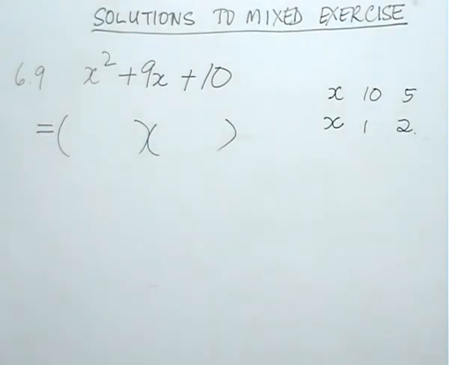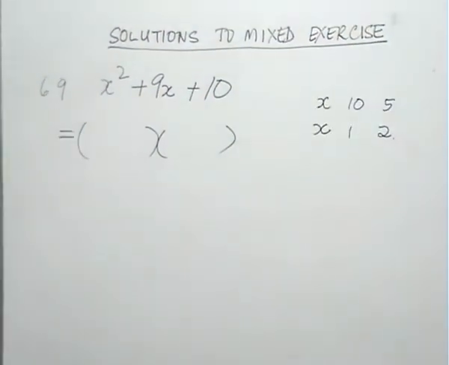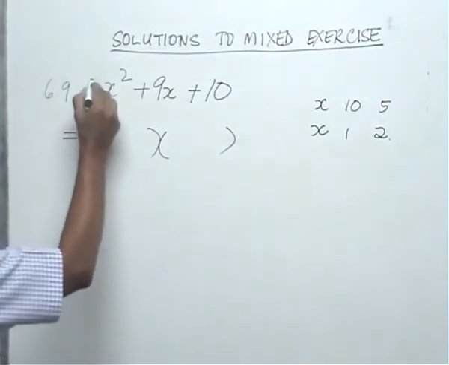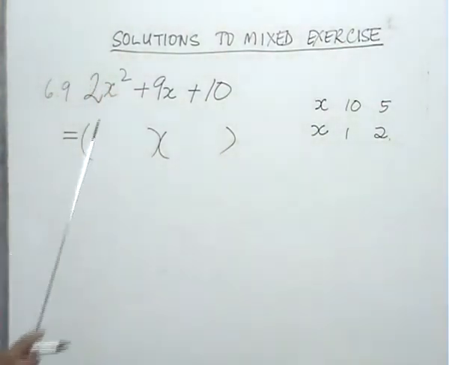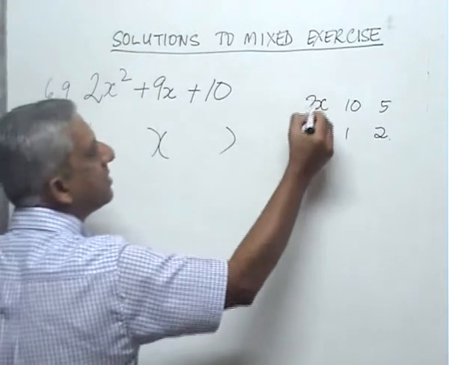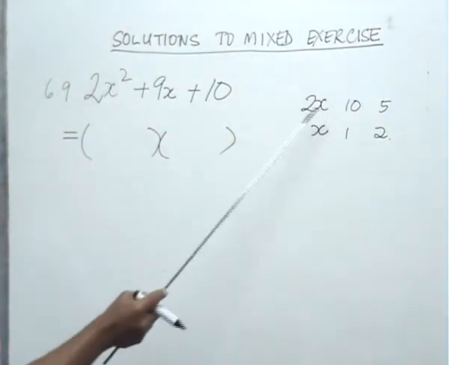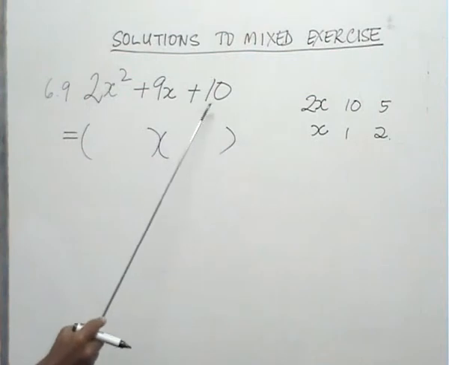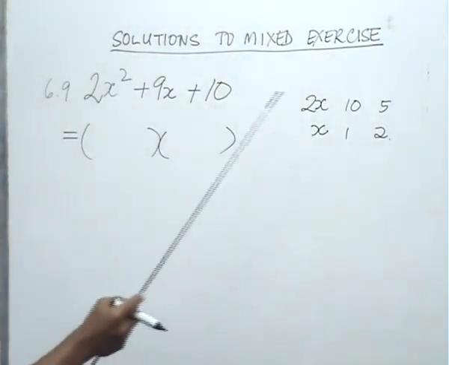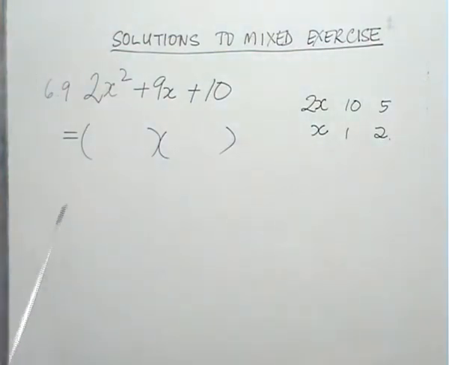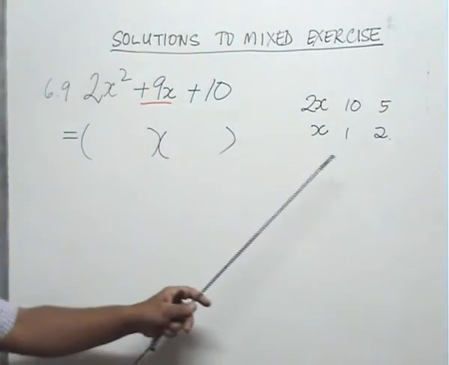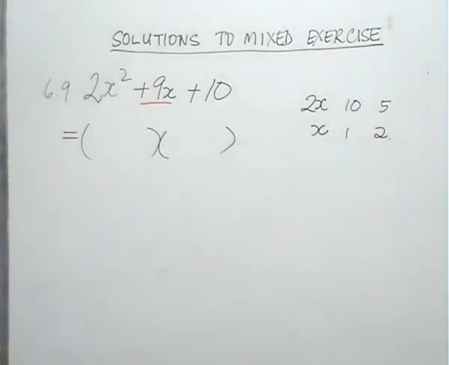Oh, I'm sorry. There's supposed to be a 2 here in this question. So, this is 2x. Right, let's check. You got 2x squared here. 2x times x gives you 2x squared. Then you got 10 here. 10 times 1 will give you 10. Or 5 times 2 will give you 10. Now, once we've done that, we are looking in the middle now. We're looking for plus 9. So, which combination there will give us plus 9?